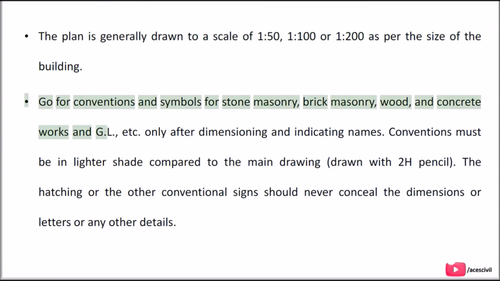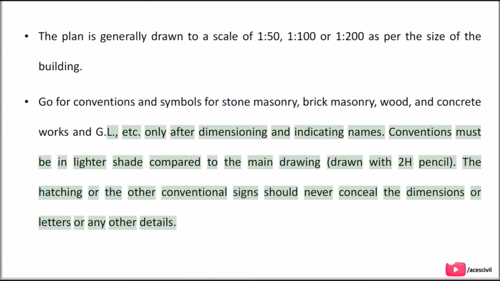Go for conventions and symbols for stone masonry, brick masonry, wood, and concrete works and G.L. etc. only after dimensioning and indicating names. Conventions must be in lighter shade compared to the main drawing, drawn with a 2H pencil. The hatching or the other conventional signs should never conceal the dimensions or letters or any other details.